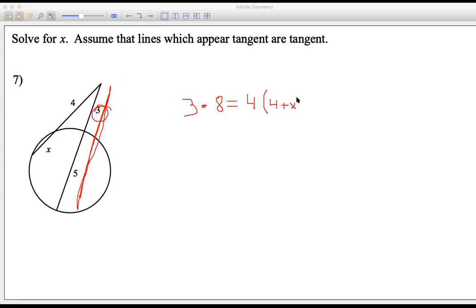Distributive property. 16, 4x, and 24. You got it. Keep going. I don't have a calculator. What are you doing to both sides? Getting rid of 16. What added to 16 is 24?